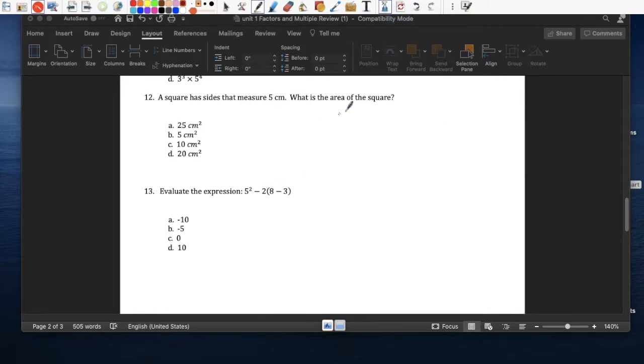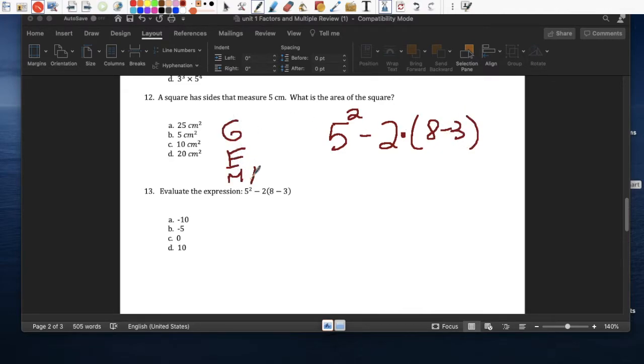So over here, let me write this a little bigger. 5 to the 2nd power minus 2, and I want you to write a little dot there, times 8 minus 3. Is there a parentheses? Yes, there is a parenthesis. Let's take care of that first. So I copy this, don't do anything. Copy this, don't do anything. And then 8 minus 3 is 5. Is there anything else I have to do in the parentheses? No. So that is gone.